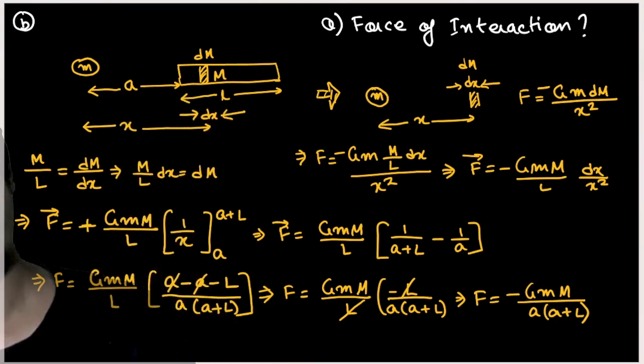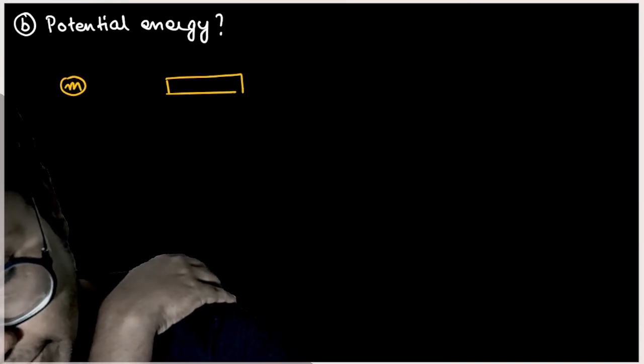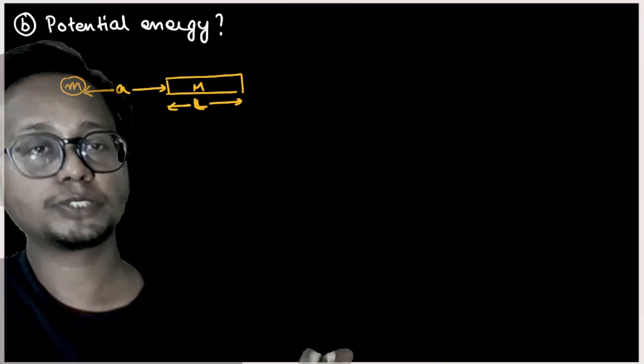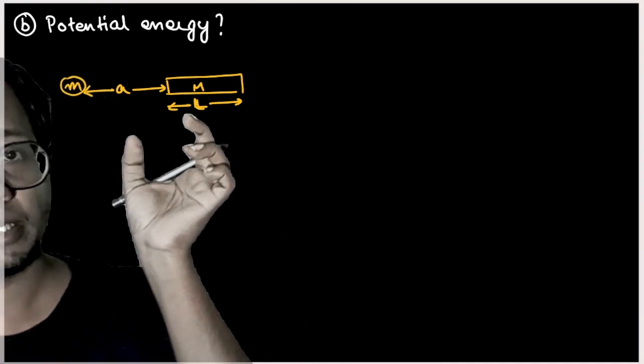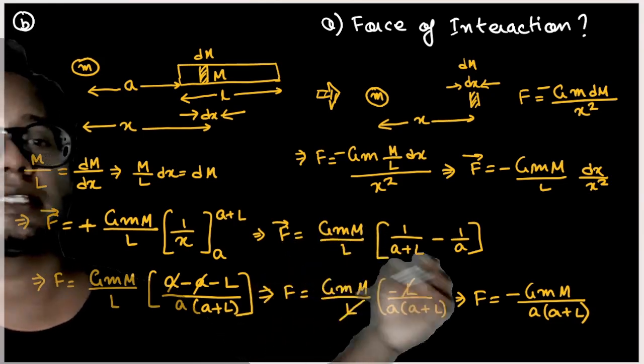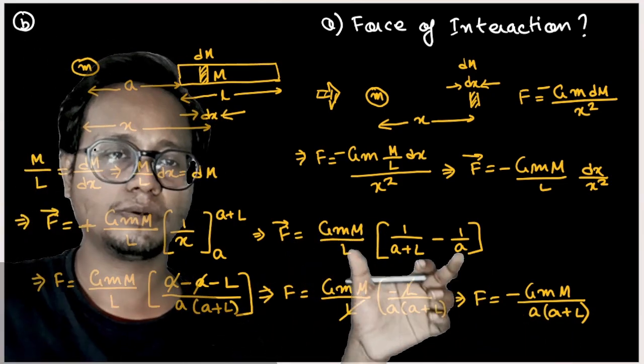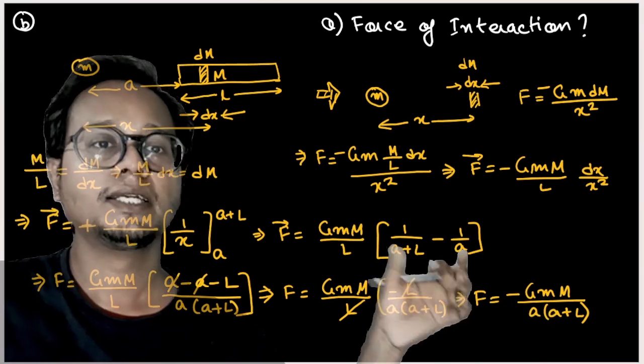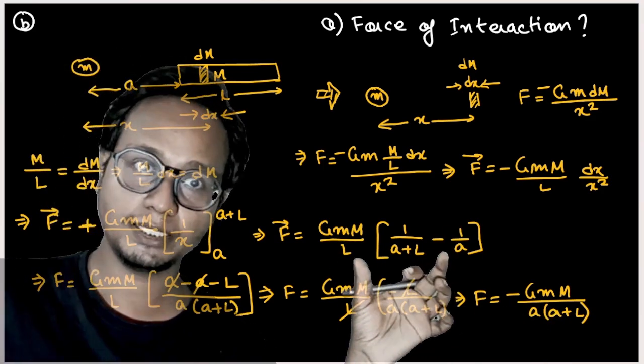Now the second part of the question is asking to find out the potential energy of the system. In order to find out the potential energy, what do you have to do? For potential energy, you have to integrate the force, because potential energy is always the negative of work done by a conservative force. So potential energy of mass m and rod M of length L situated at distance a. In order to find out the potential energy, I have to find out the force. So the force of interaction is nothing but this value. Instead of using this value, I'll use this value. These are the same thing. I just simplified this term to become this term. This term is, however, easier to integrate. That is why I'll use this term.